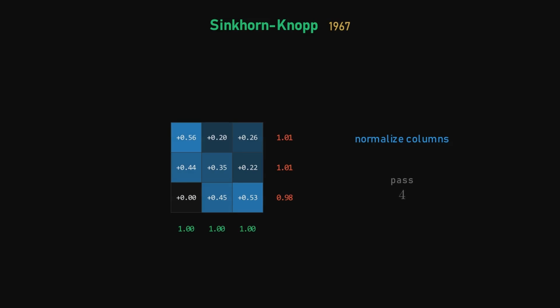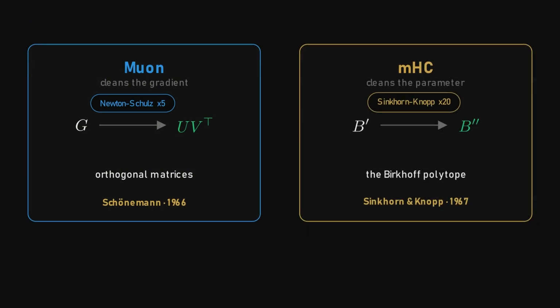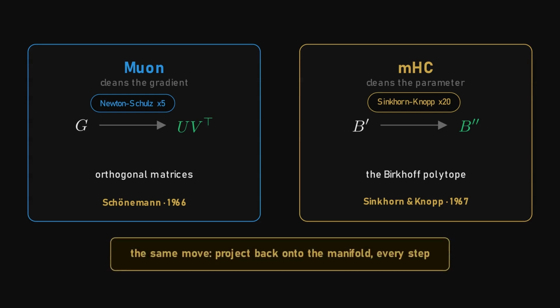Sounds familiar? It should. Muon scrubs the gradient with 5 Newton-Schulz steps, chasing the nearest orthogonal matrix, a story that starts with Schönemann in 1966. mHC scrubs the parameter with 20 Sinkhorn-Knopp passes back onto the Birkhoff polytope, published the very next year, 1967. 2 cheap iterative scrubbers from back-to-back years, asleep for 6 decades, both woken up inside one training run.